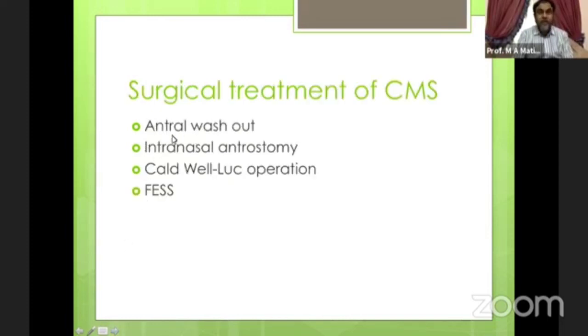This is antral washout. Then another option is intranasal antrostomy. That means we put a cannula in the inferior meatus and try to break a segment of the bone, so that there is a permanent opening in the inferior meatus and the sinus can drain through the floor. That means through gravity, so it doesn't need any mucociliary activity.